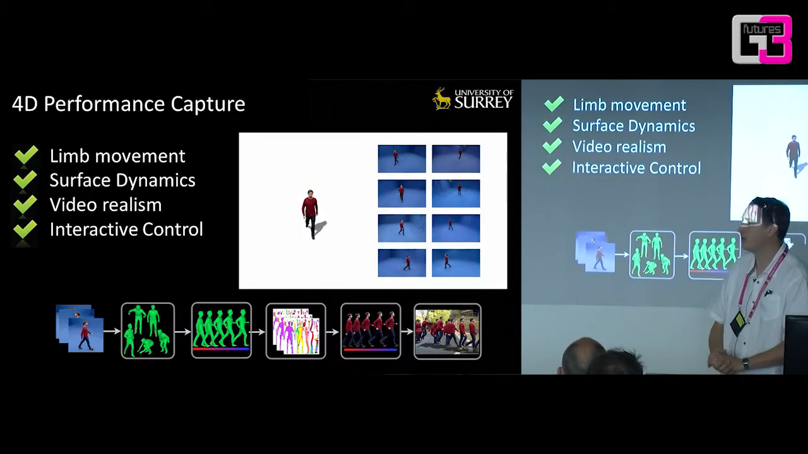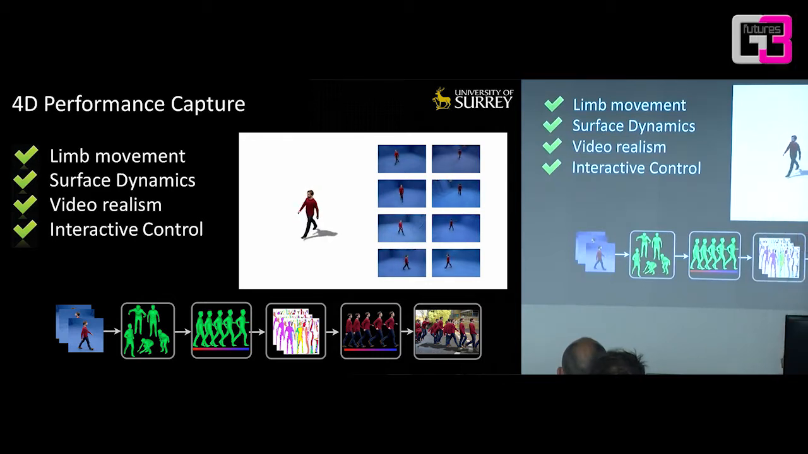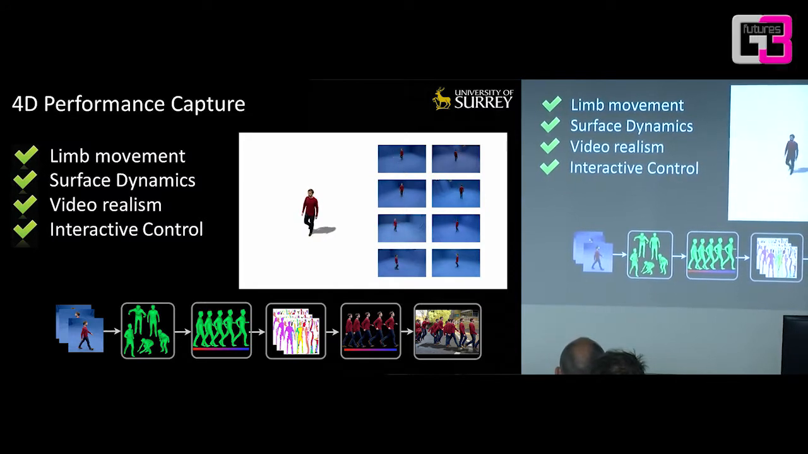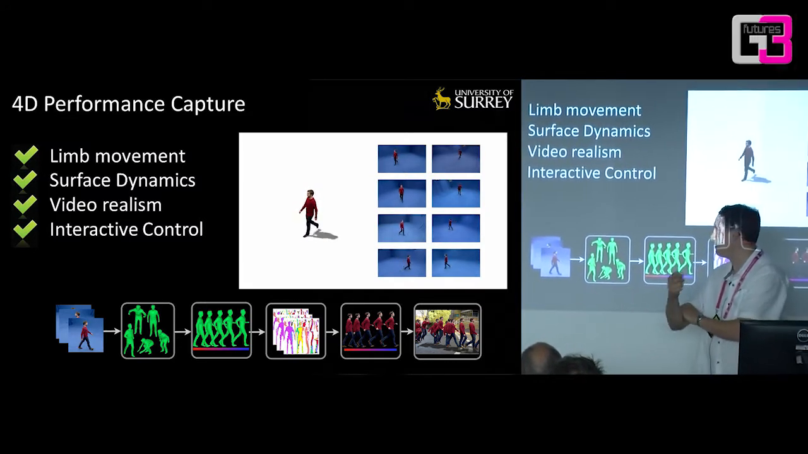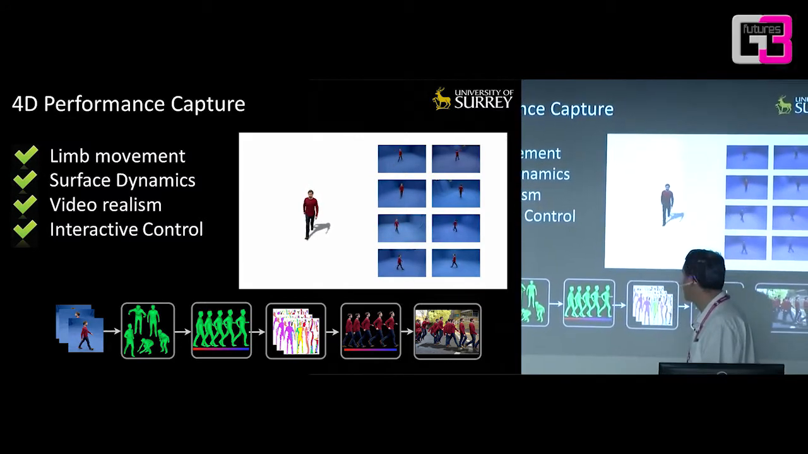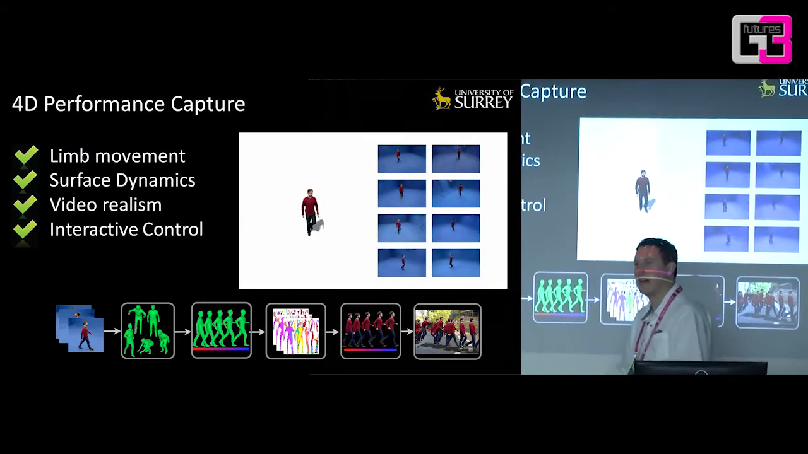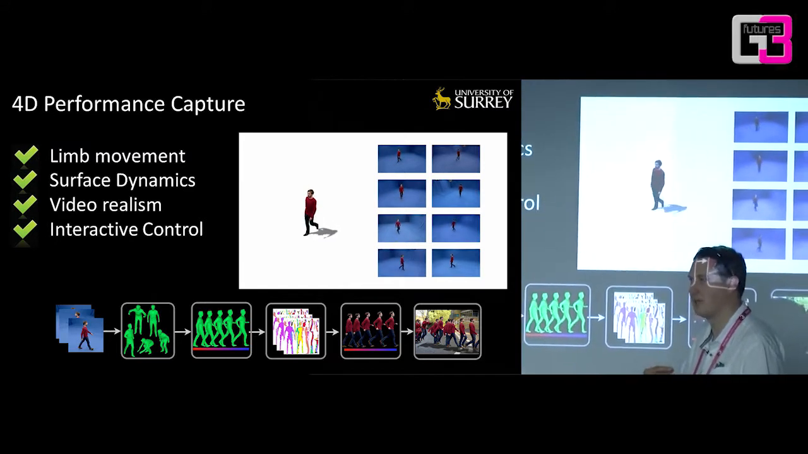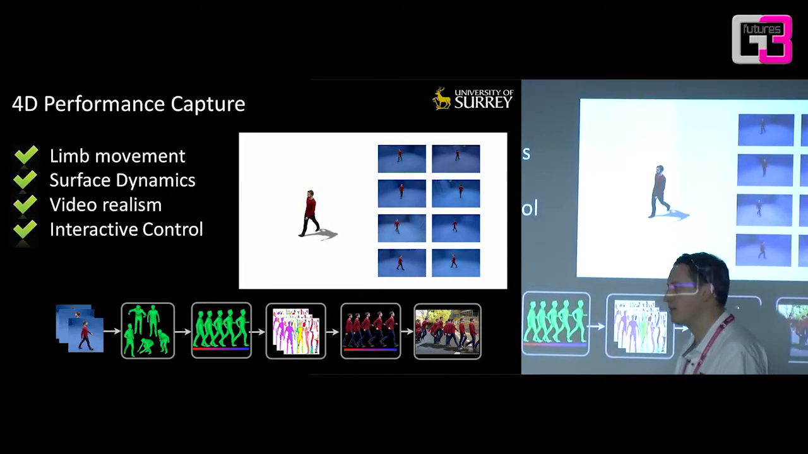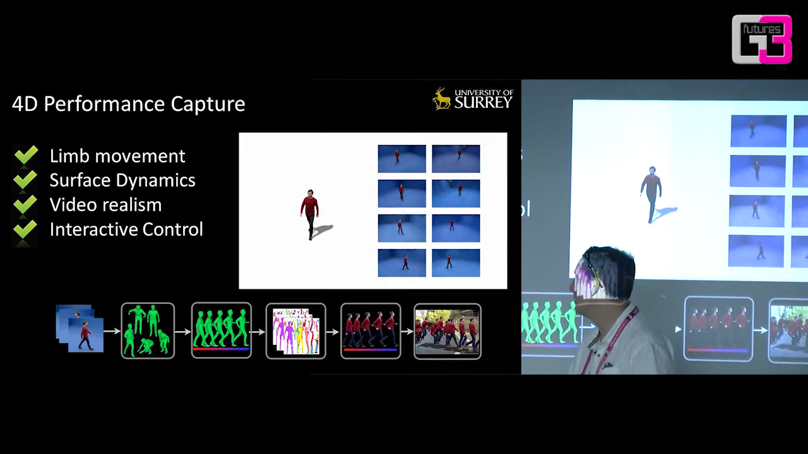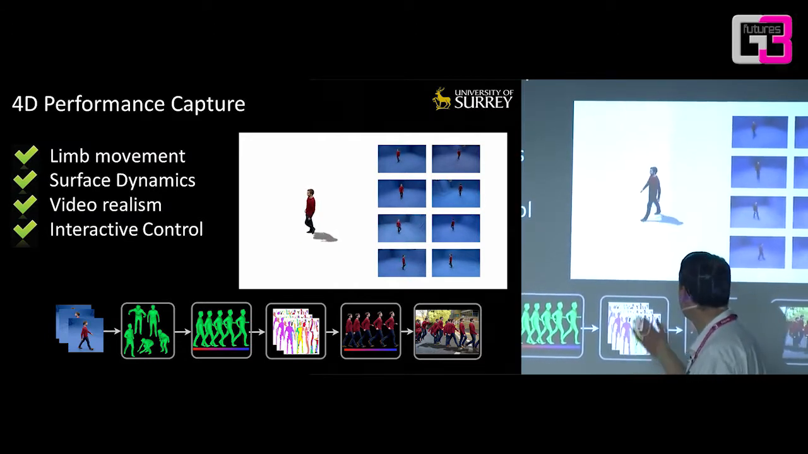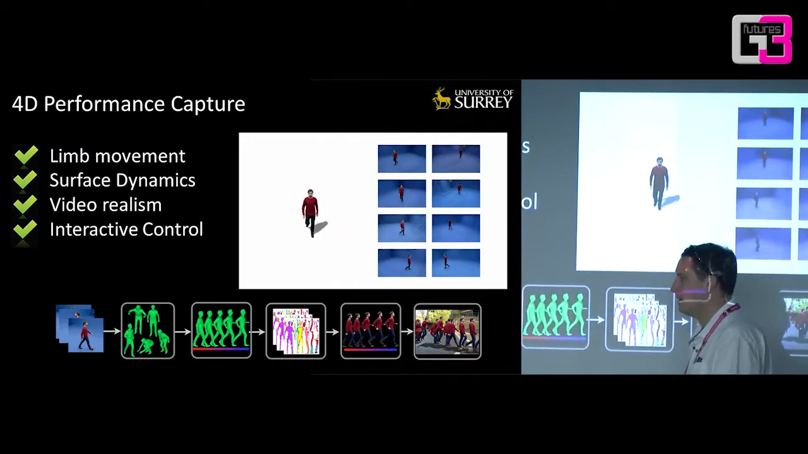So what we've been working on is a new form of performance capture that captures all of that. We call it 4D performance capture. So we capture not only the skeleton and the joint angles, but also a 3D mesh model that moves over time, and captures those dynamics, the cloth, the hair, and also captures texture as well, so we can get a complete, video realistic record of a performance.